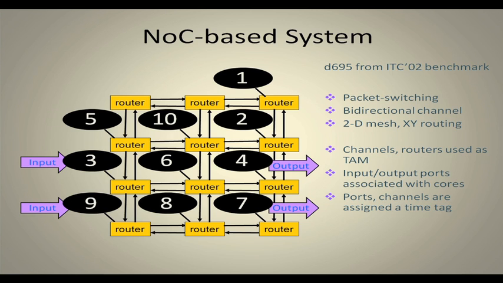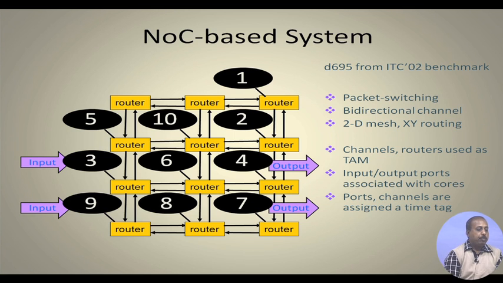This is a particular SOC, D695, from the ITC 02 benchmark suite. It has some 10 cores in it, numbered 1, 2, 3, 4 up to 10. Now suppose a particular NOC based realization of this D695 system is like this: no core is attached to the first two routers, the third router has core 1 attached to it, the fourth router has core 5 attached to it. This way we have a 4x3 mesh network to which these 10 cores have been attached. Now we are trying to address how we can test this entire NOC.